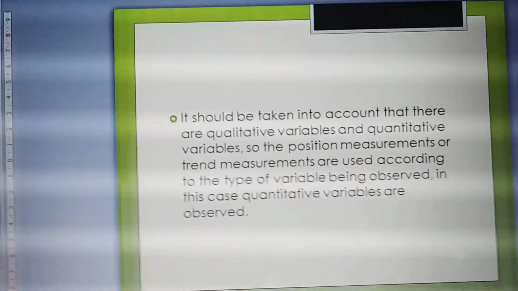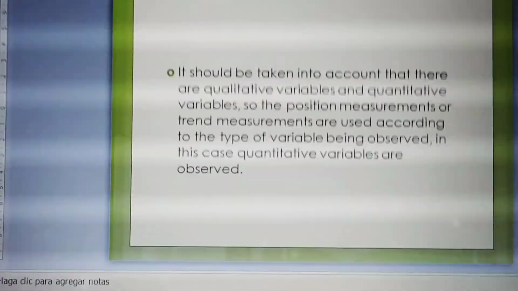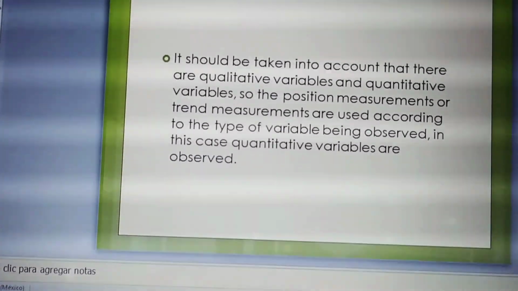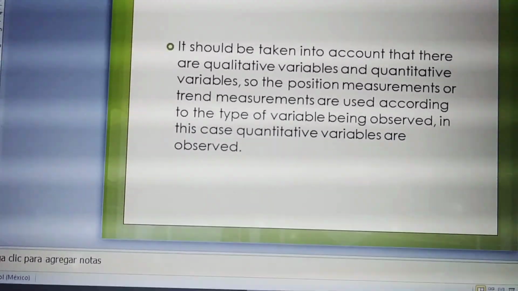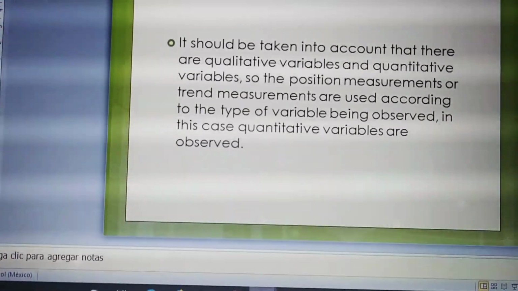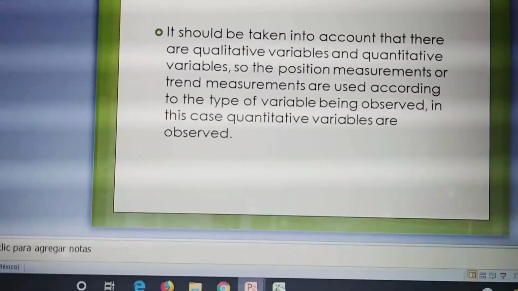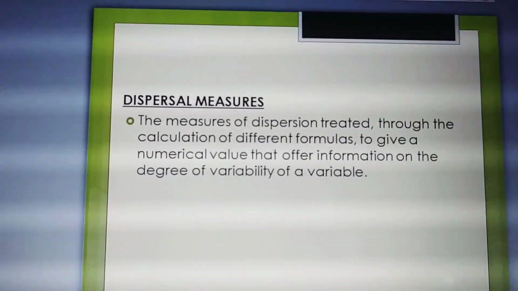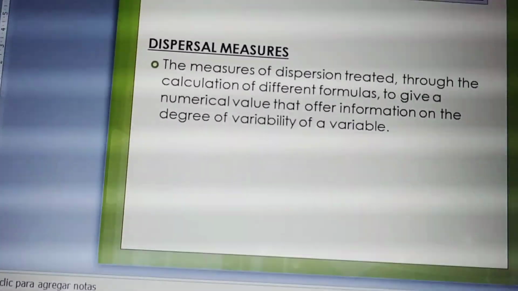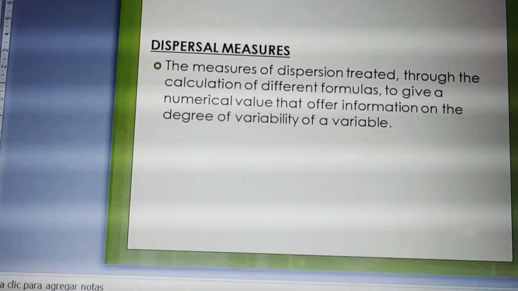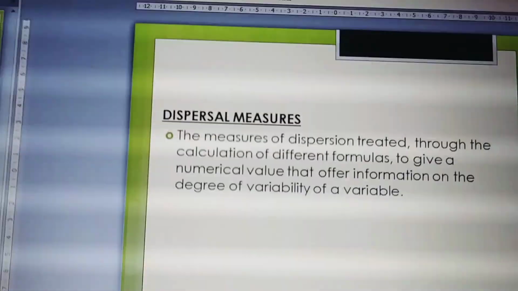It should be taken into account that there are qualitative variables and quantitative variables. So the position measures or measures of tendency are used according to the type of variable. Observe that in this case the quantitative variables are the ones observed. Dispersion measures: these measures of dispersion involve the calculation of different formulas to give a numerical value that offers information on the degree of variability of the variable.